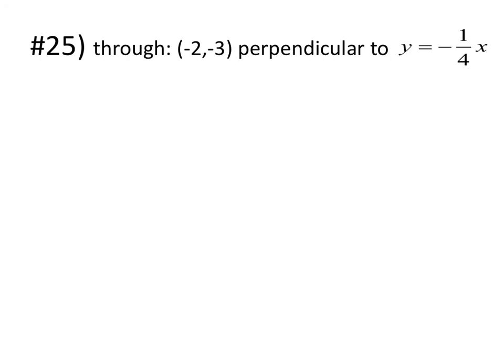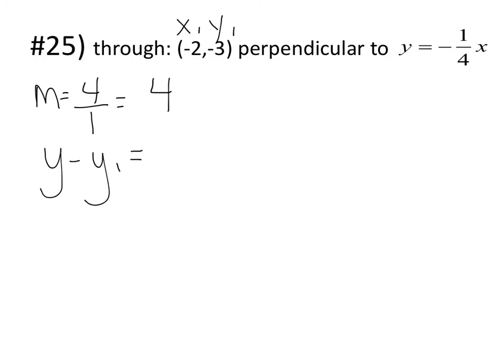25 says, through the point negative 2, negative 3, perpendicular to y equals negative 1/4 x. Perpendicular lines have negative reciprocal slopes. So I'm going to look at this slope, and I'm just going to flip it over and change the sign. If I flip over 1 over 4, I get 4 over 1, and it was negative, so I'm going to change it to positive. So my slope is just 4. And then I'm going to use the point that they gave me. I'll plug into point slope form, which is y minus y1 equals m times x minus x1.